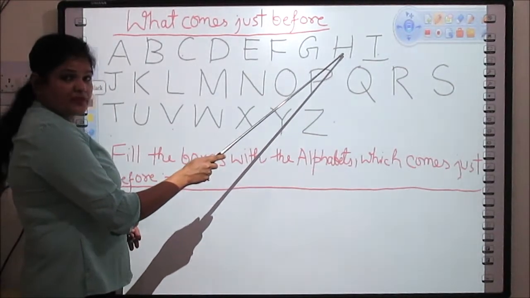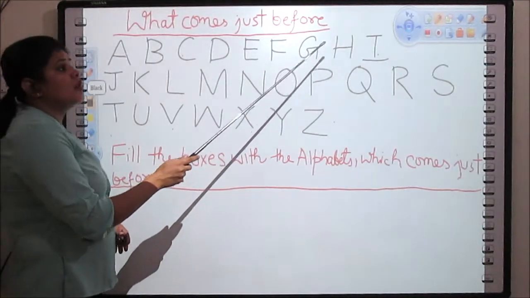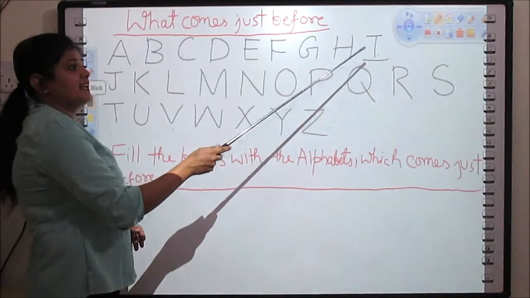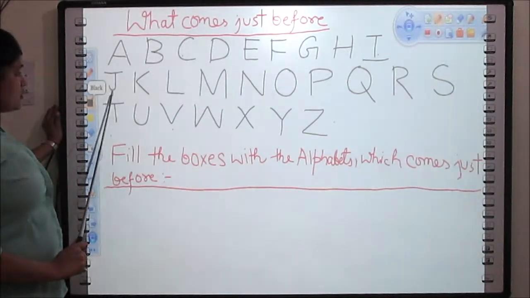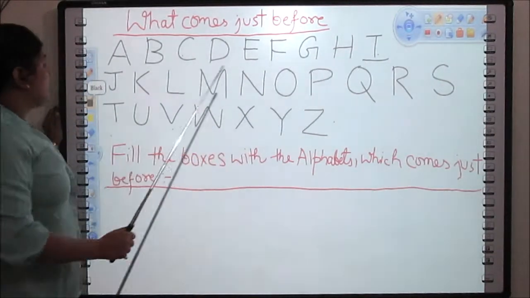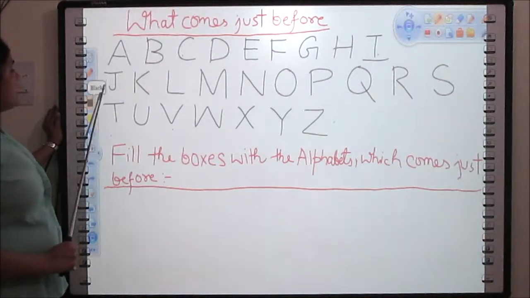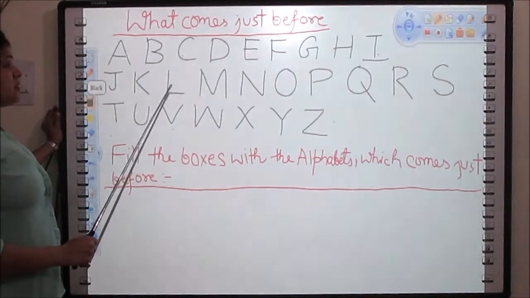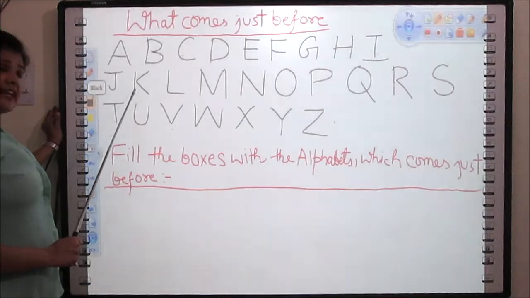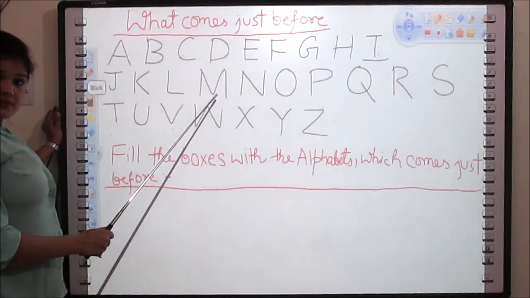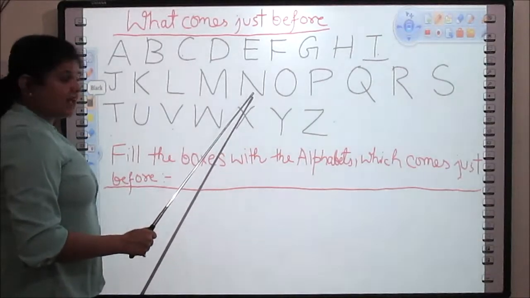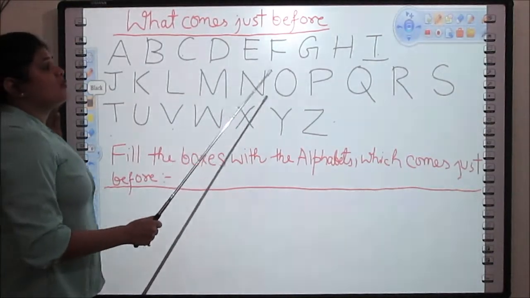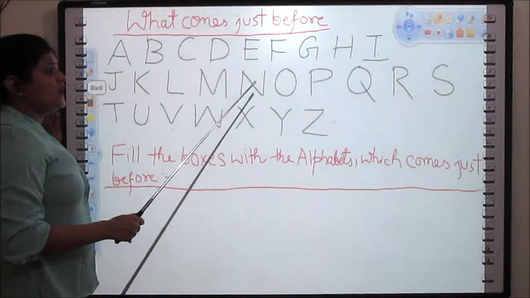What comes just before H? G. What comes just before I? H. What comes just before J? I. What comes just before K? J. What comes just before L? K. What comes just before M? L. What comes just before N? M. What comes just before O?